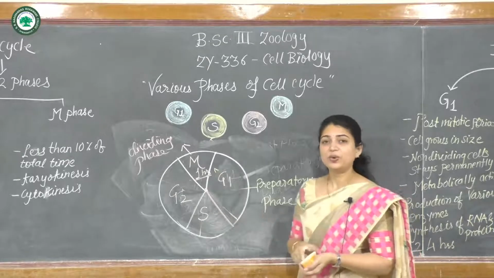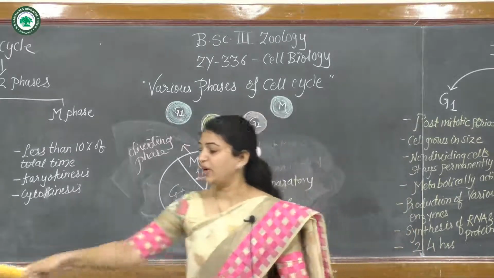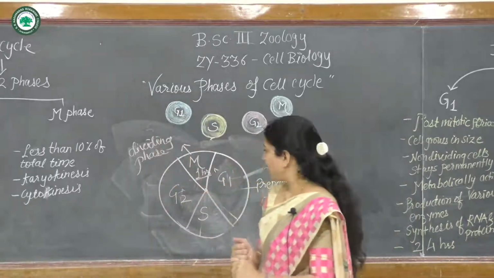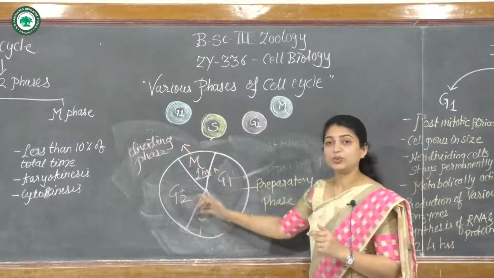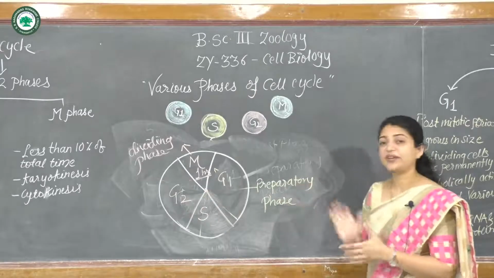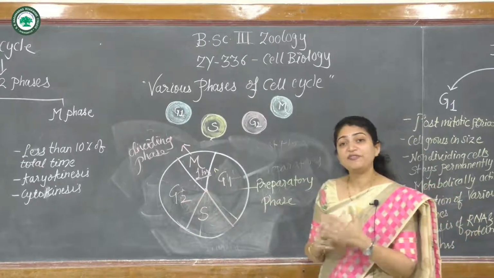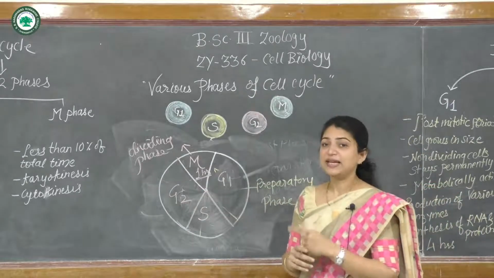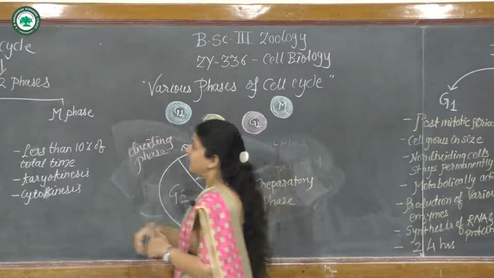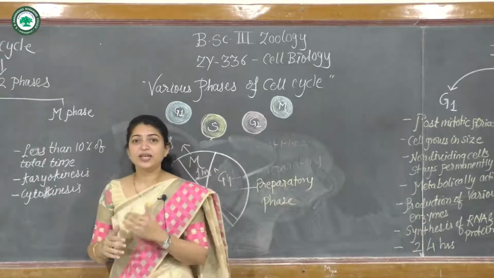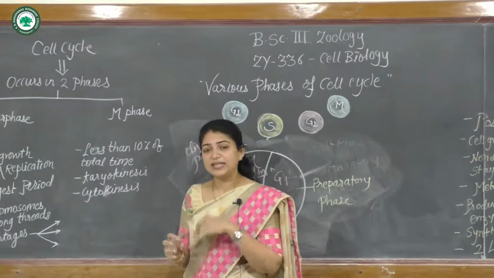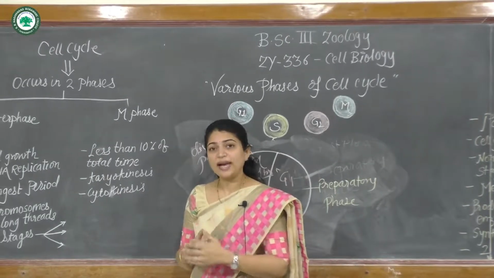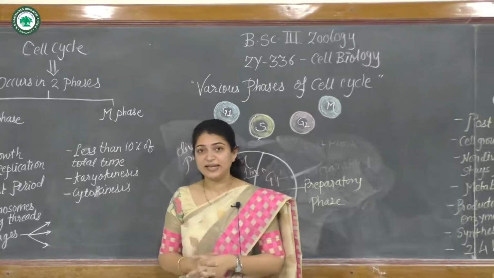So let us know the details about these different phases of the cell cycle. As I have told you, G1, S and G2 are the preparatory phase. So what is this preparatory phase called in the cell cycle? The cell cycle is the events or the steps occurring in the cell for carrying out the growth and development of the cell.